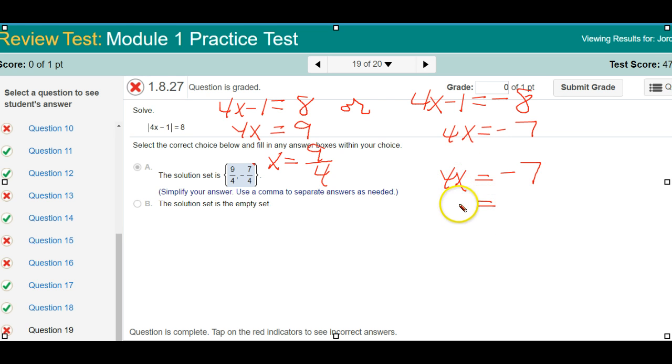Transpose the negative 1, becomes a positive 1, makes this a negative 7. Divide both sides by 4, x equals a negative 7/4. And those are your answers. Well, again, I don't want to make it too long. It's just over 13 minutes, and good luck.